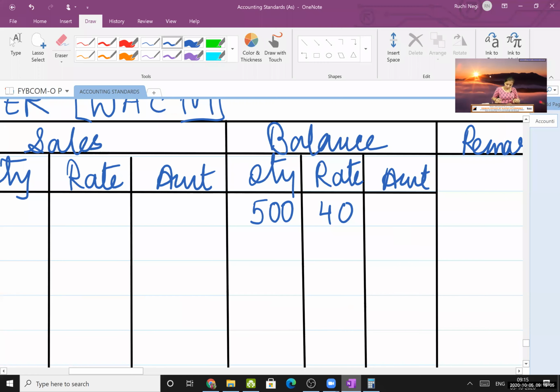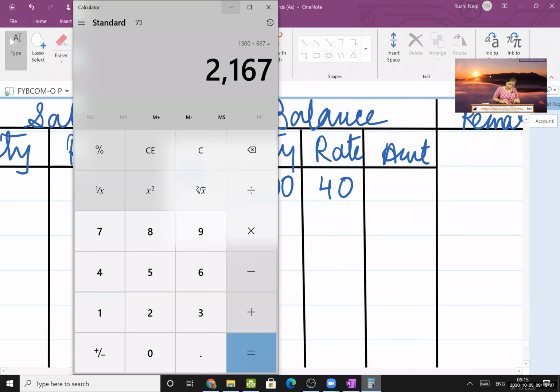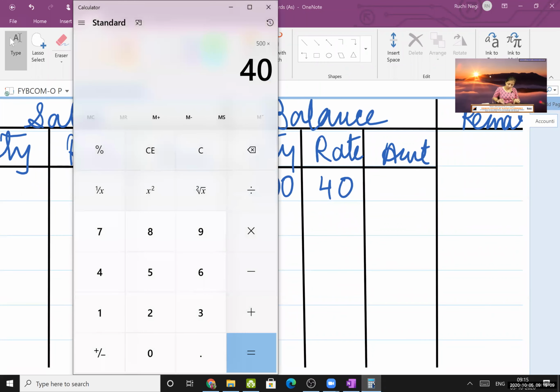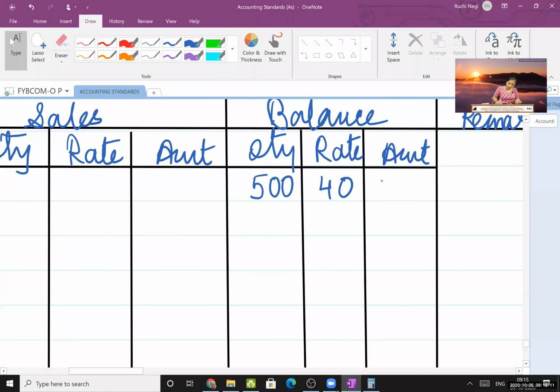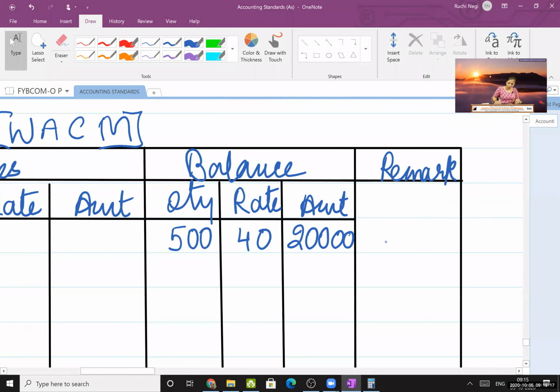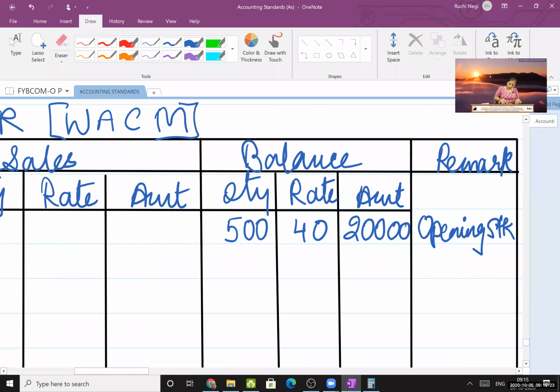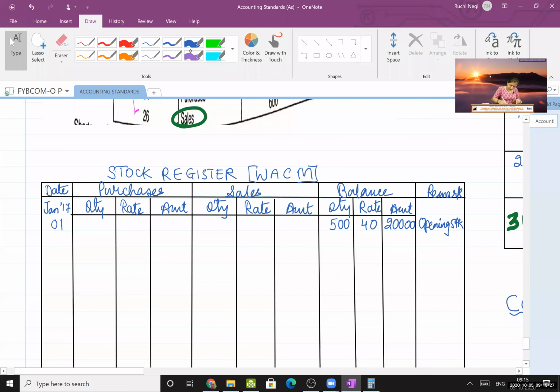Multiply 500 into 40. How much is it? 20,000. So write here in the amount column 20,000. And in the remark, write down opening stock.